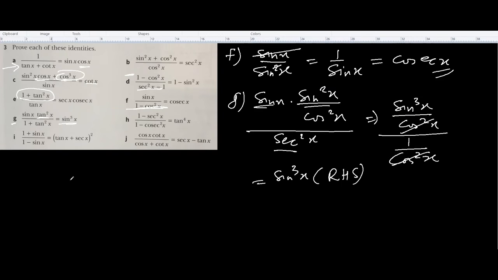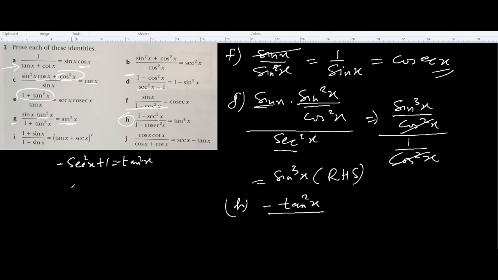Alright, H. Okay, 1 minus secant square x. We know secant square x minus 1 is tan square x, correct? But it is opposite, 1 minus secant square. So minus is here and plus is here. That means we have changed the sign. So we can write minus tan square x. That will be the numerator of LHS of H.